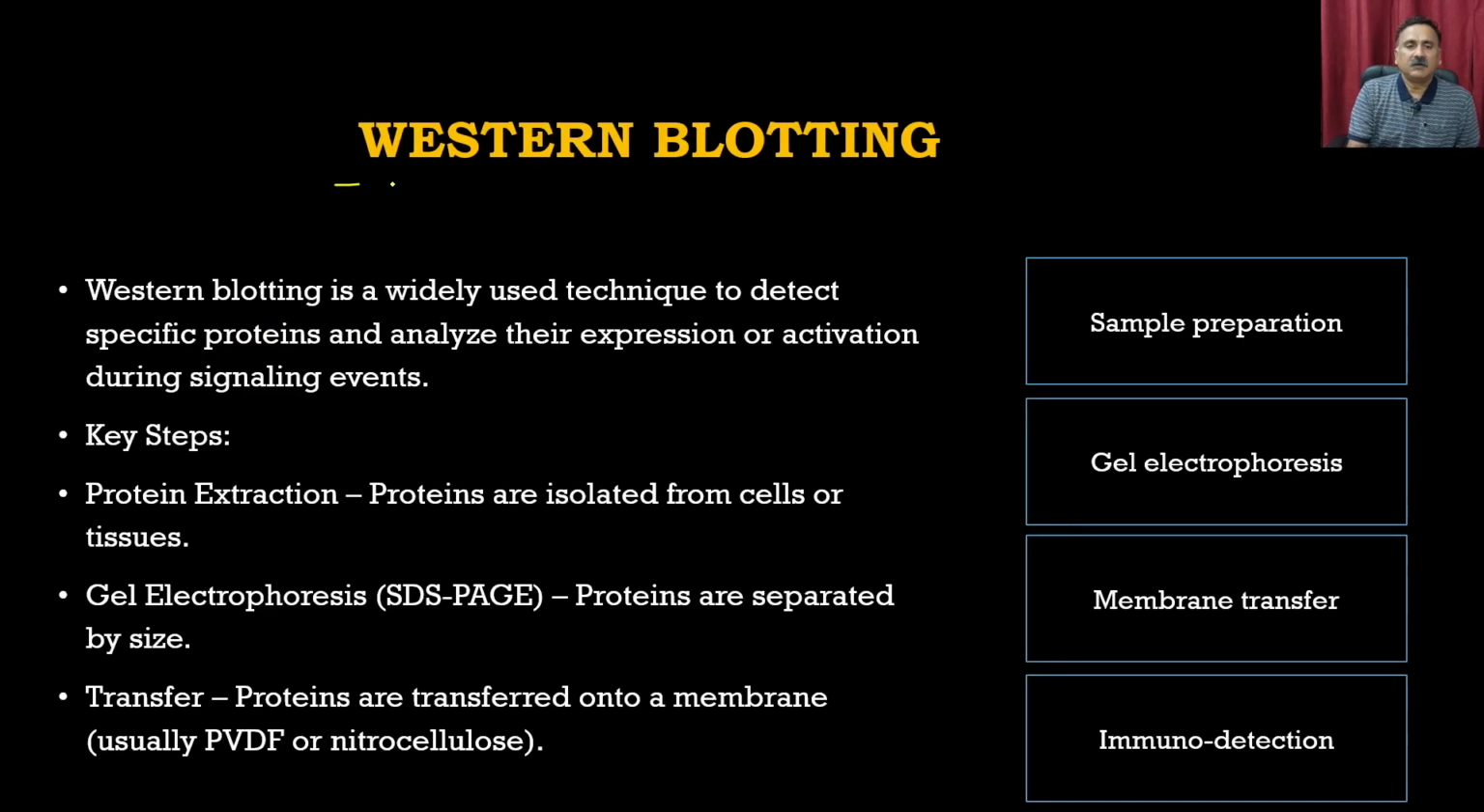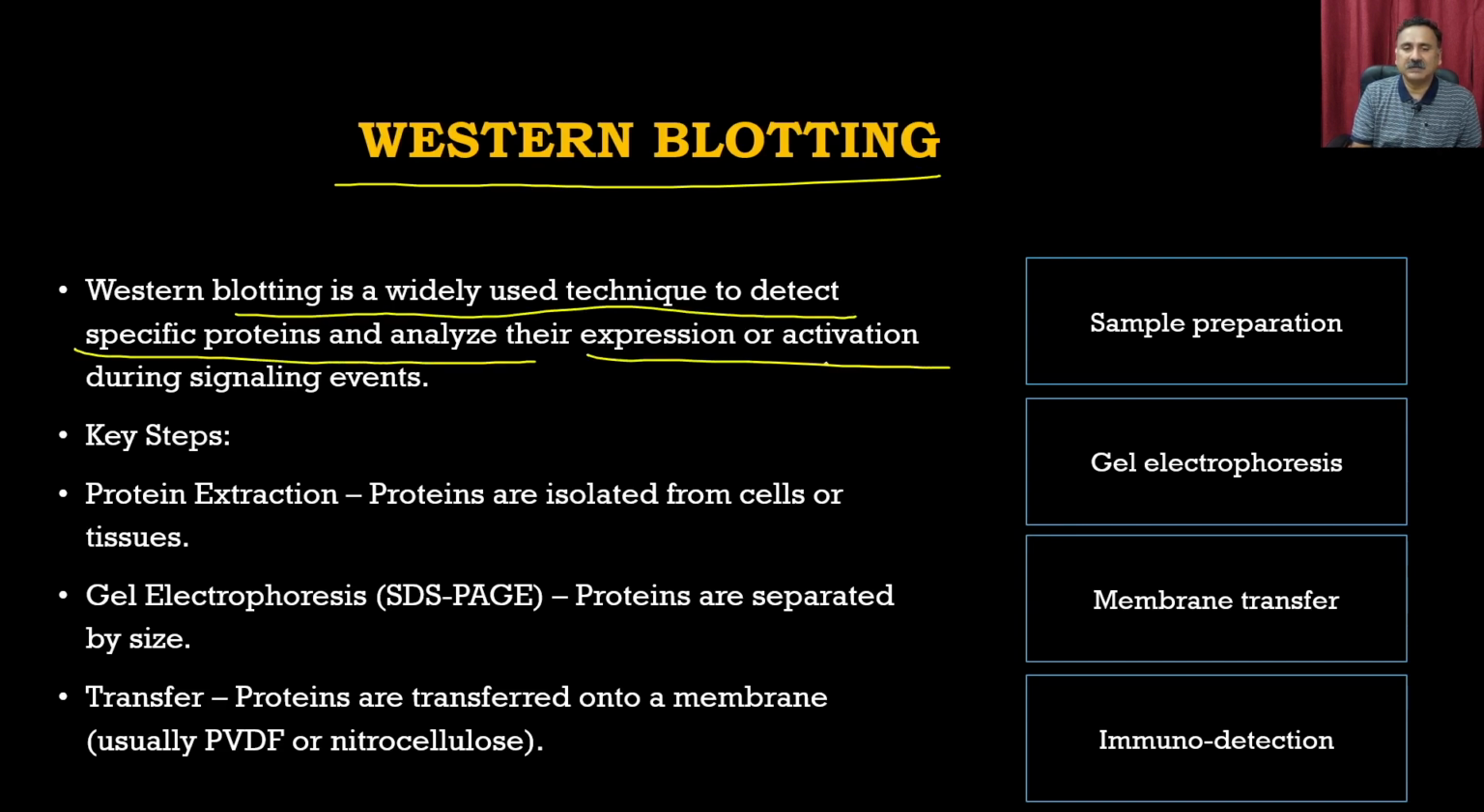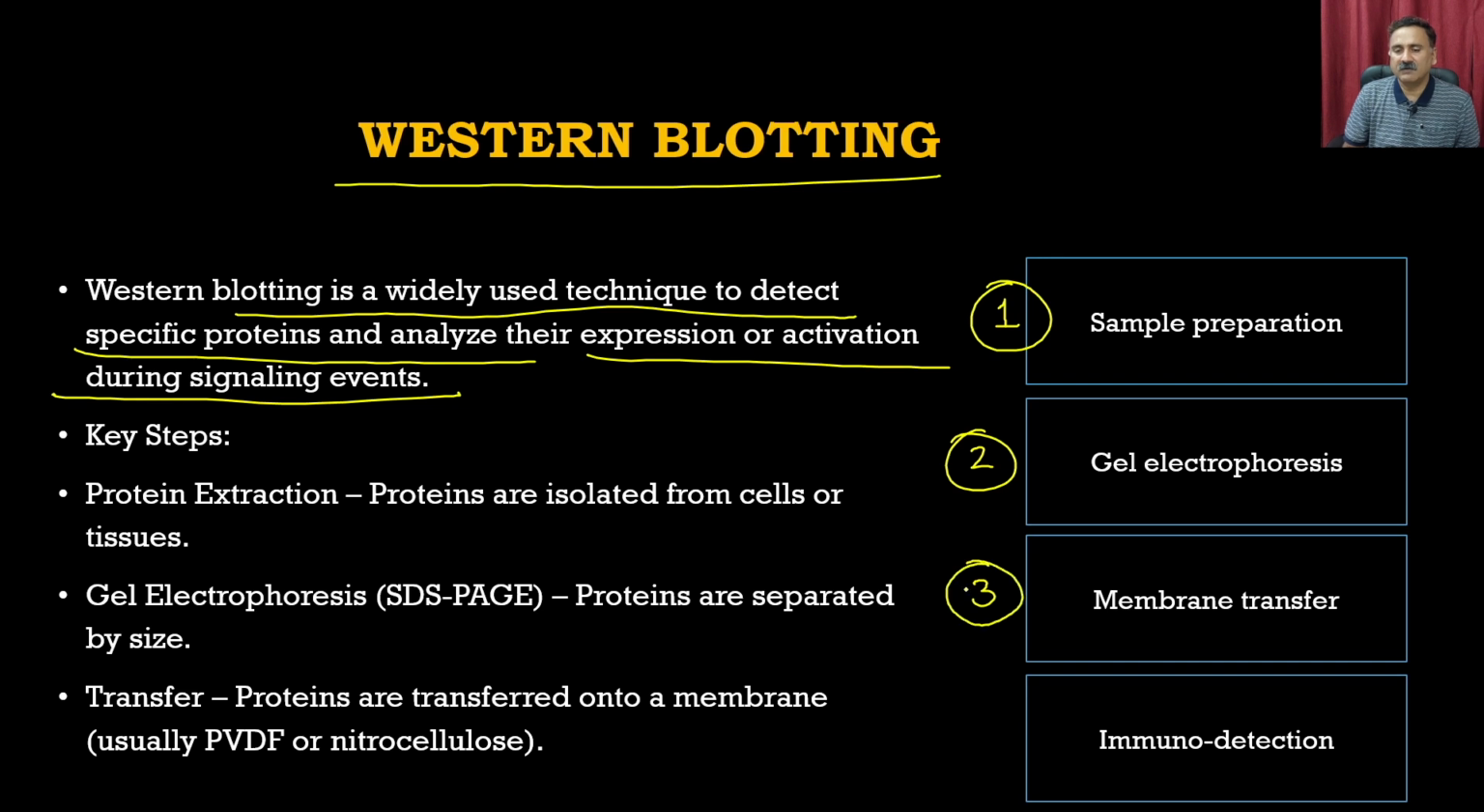So, Western blotting. Western blotting is a widely used technique to detect a specific protein and analyze its expression or activation during the signaling events. You have four different steps. You have the sample preparation, then gel electrophoresis, then membrane transfer, and then immunodetection. All these processes we discuss in detail in that particular MOOCs course.